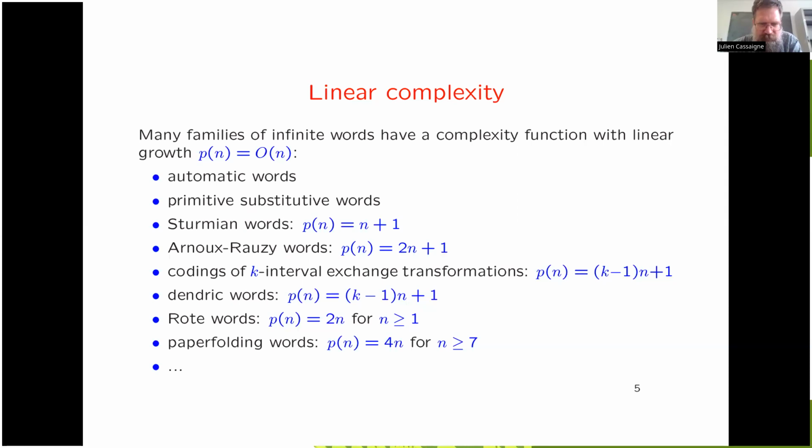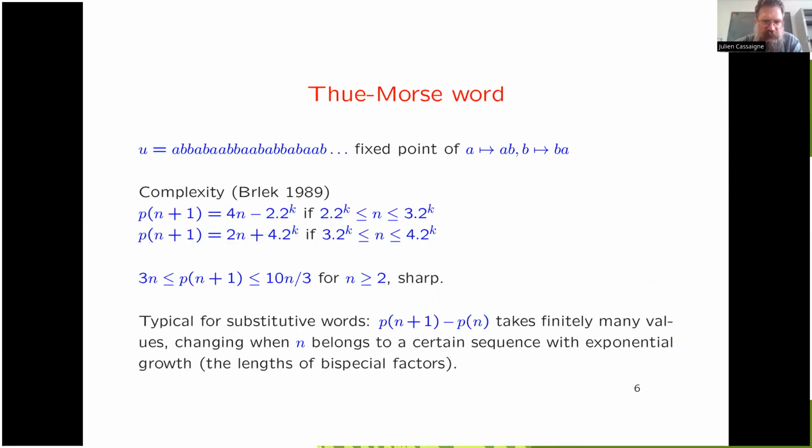But most of the time, and for instance, if you look at substitutive words, what you have is a linear growth, but not exactly equal to a linear function. So more typical is the case of the Thue-Morse word. I think most of you know what it is. It's a fixed point of a substitution, binary, constant length 2, so it's also an automatic sequence. So there are at least two reasons in the previous list for which it has linear growth complexity.